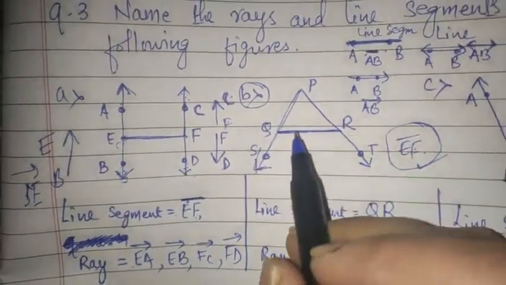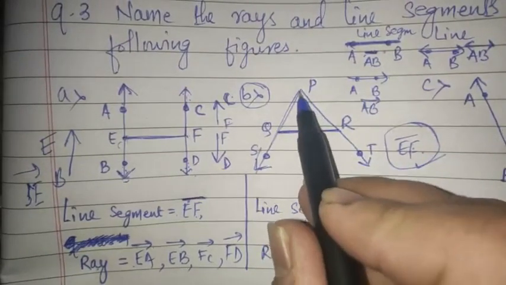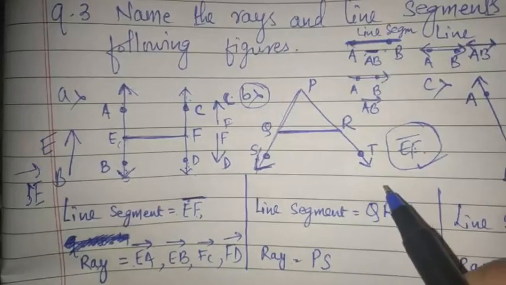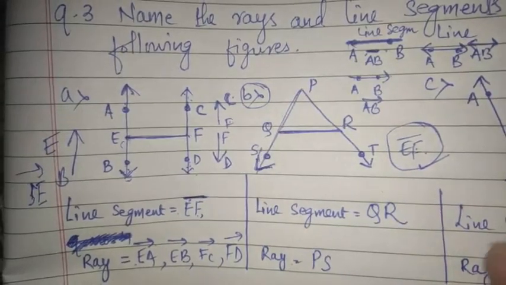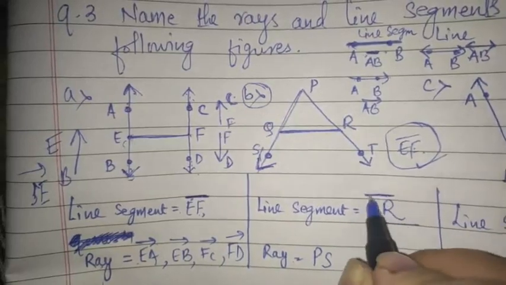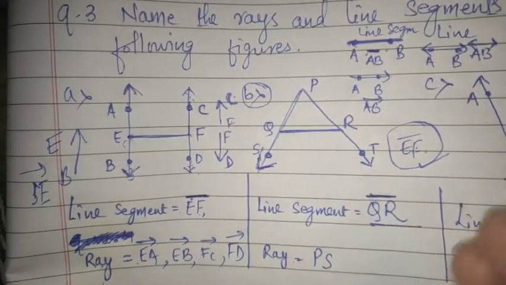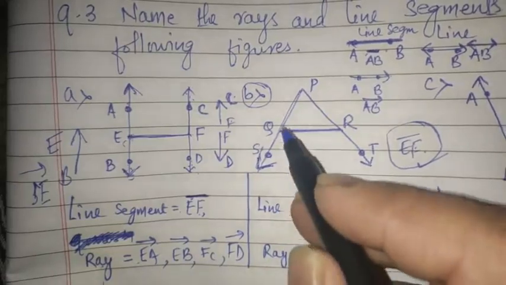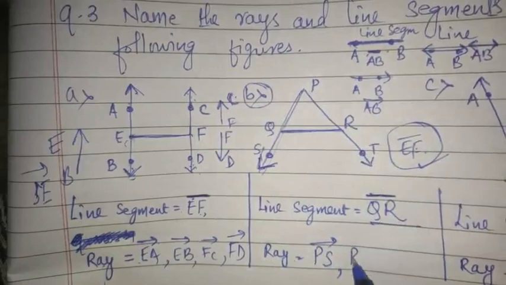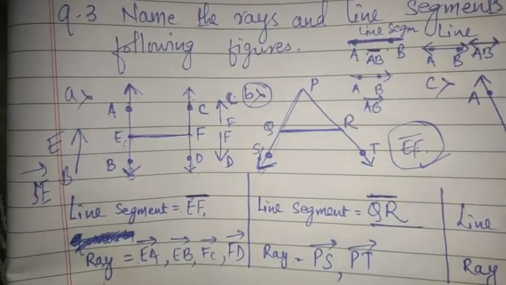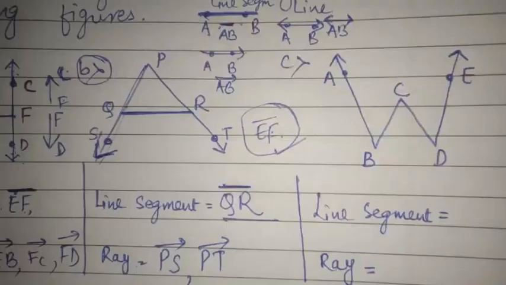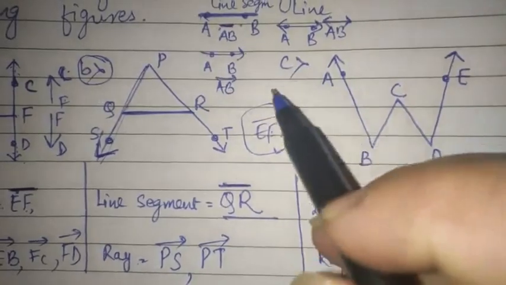Similarly here we have 1 line segment. This and this cannot be considered line segments because the arrow mark is there. That's why no other line segment is there. Only 1 line segment is there, which is QR, and a bar should be made above it. Now PS is a ray here, and PT is another ray here. So there are 2 rays. Proceeding to the third one, we have part C. You will try it yourself.